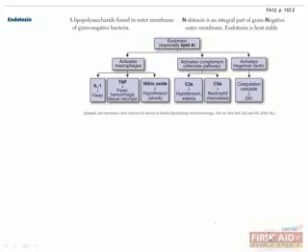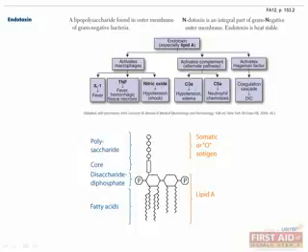Endotoxins are responsible for many of the deleterious effects of gram-negative bacteria. The LPS endotoxin consists of a polysaccharide chain and a lipid moiety, which is usually lipid A. Lipid A is responsible for the toxic effects of gram-negative bacteria, which are listed here in this diagram.